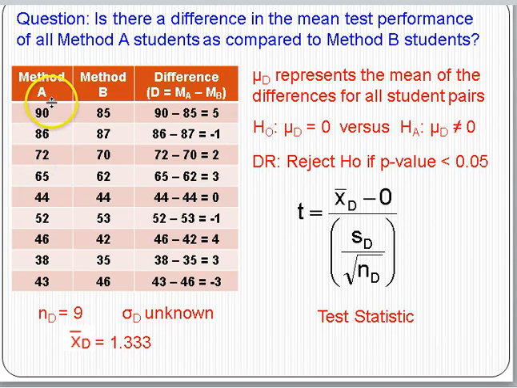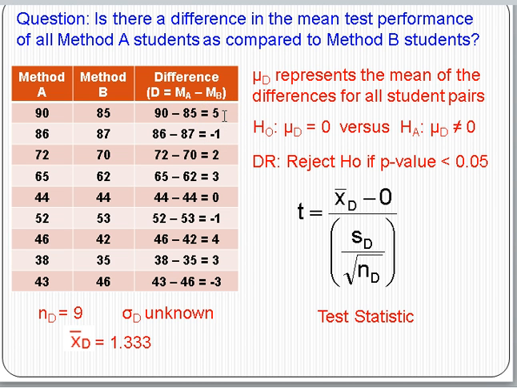I put these data in a table, method A and method B, and the question we want to answer is: is there a difference in the test performance of all method A students as compared to all method B students? The first step in this process is to determine the difference in the method A and method B students. This is the key point for dependent samples, and the relationship between a dependent samples t-test and a one-sample test. We have method A scores, method B scores, but what we're going to examine is the difference in scores.